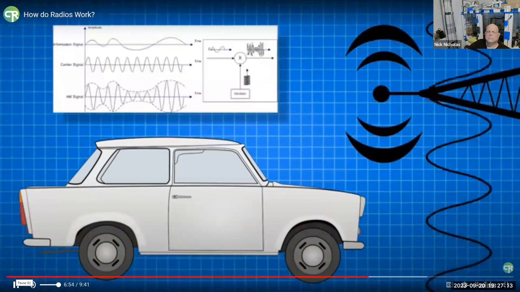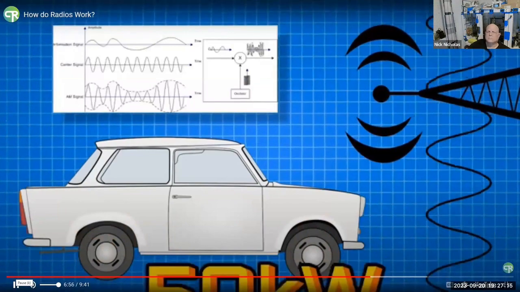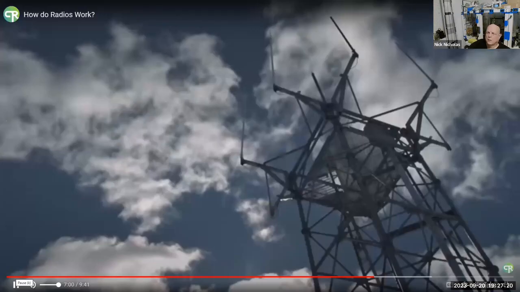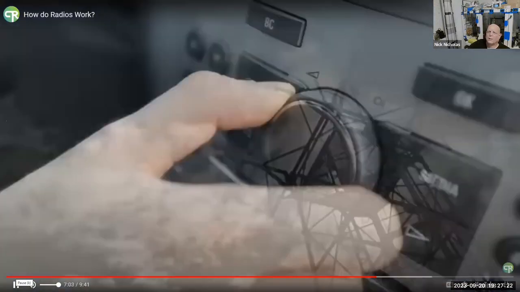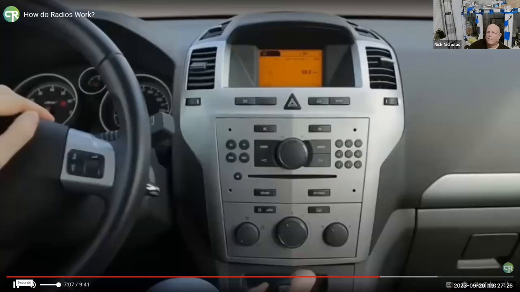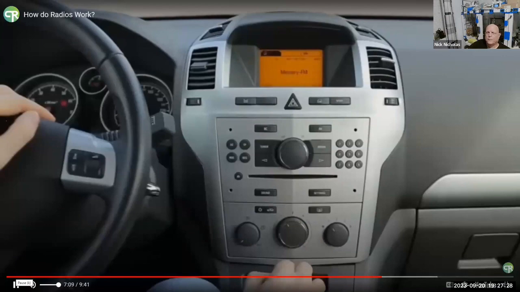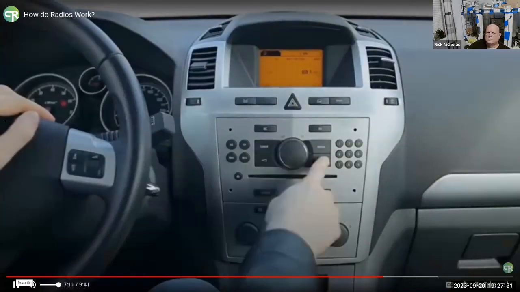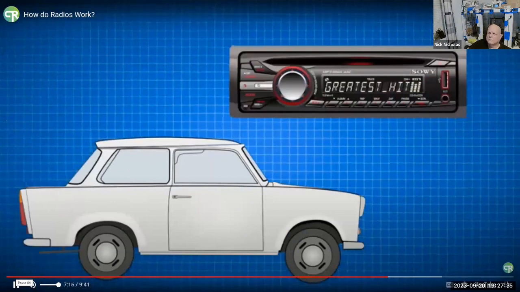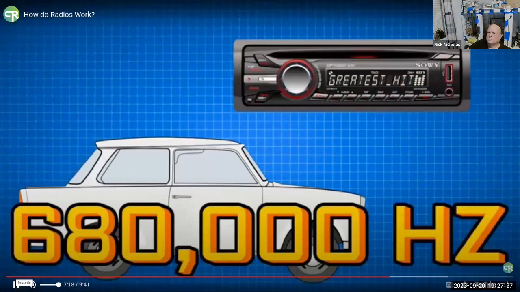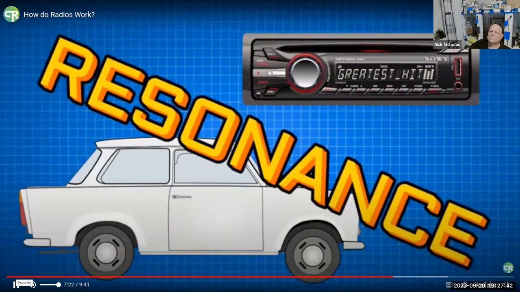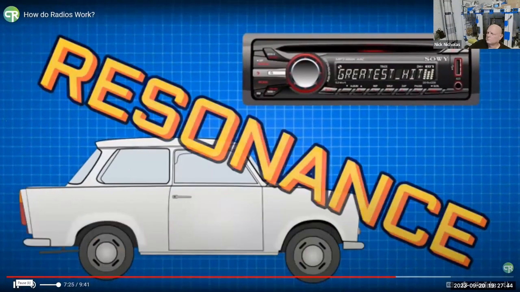Then the signal is amplified up to 50,000 watts for larger AM radio stations and then sent into space utilizing the antenna. Your car's radio picks up that signal utilizing its own antenna. This can be as simple as a wire or a metal stick. In conjunction with the tuner on your radio tuning to the specific frequency, the tuner starts resonating at 680 kilohertz. Called resonance, this principle allows the radio to essentially ignore any other signals in the air.